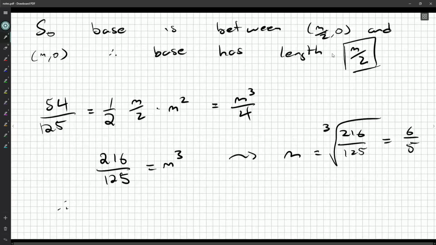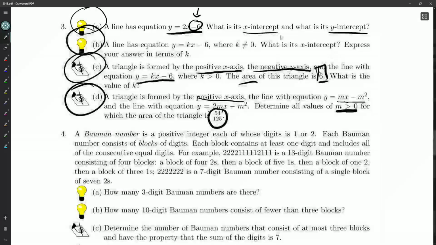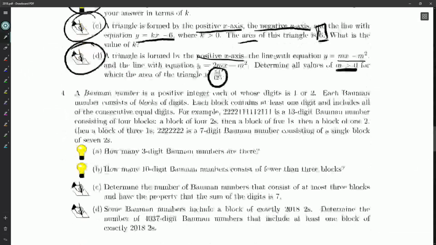You could put a little therefore statement, therefore m equals 6 over 5, or box it up, or otherwise indicate your solution. But, yeah, that's all there is to it. So that finishes off question number 3.